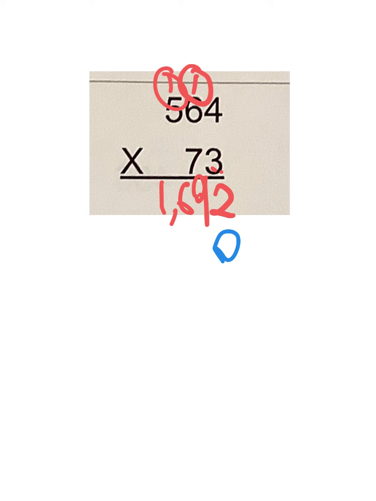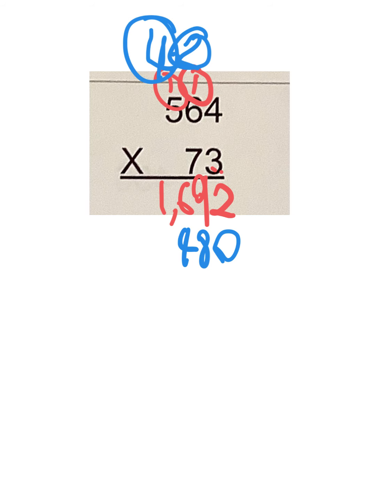7 times 4 is 28. Carry your 2. 7 times 6 is 42. 42 plus 2 is 44. Carry your 4. 7 times 5 is 35, plus 4 is 39. All right, you add.